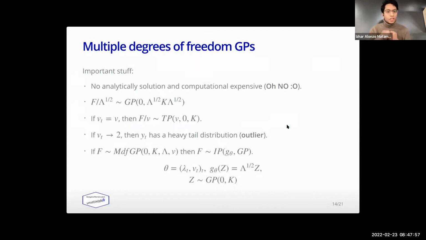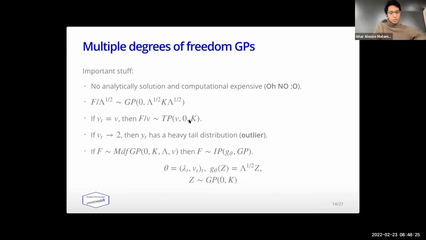So what are the properties of these new models that we're proposing? First, the problem is that we don't have an analytical solution, and it's a bit complicated to approximate. But if we cut F marginalized on the gamma matrix, then that is a Gaussian process. But if we marginalize these lambdas over the degrees of freedom, then every one of them will follow a Student-t process.